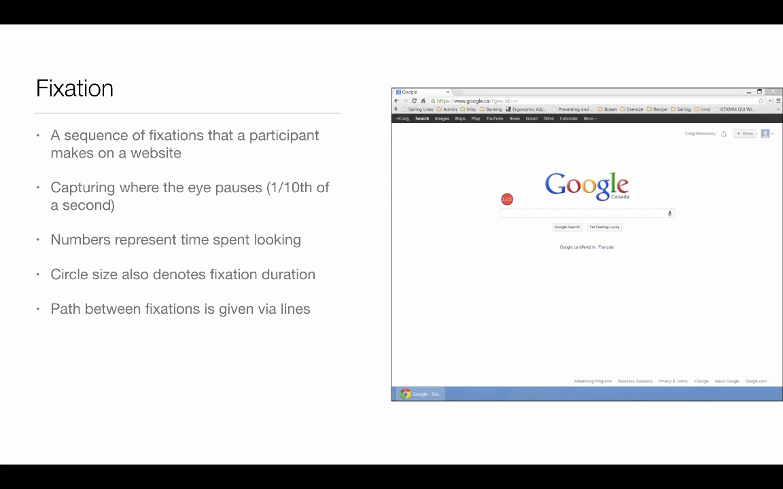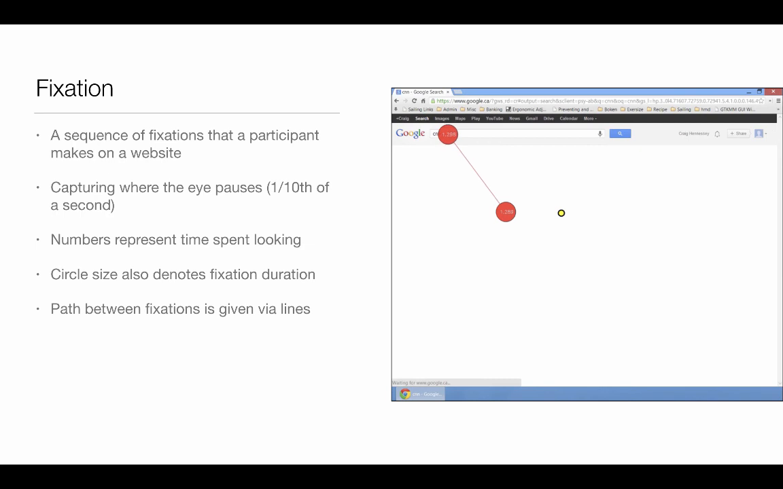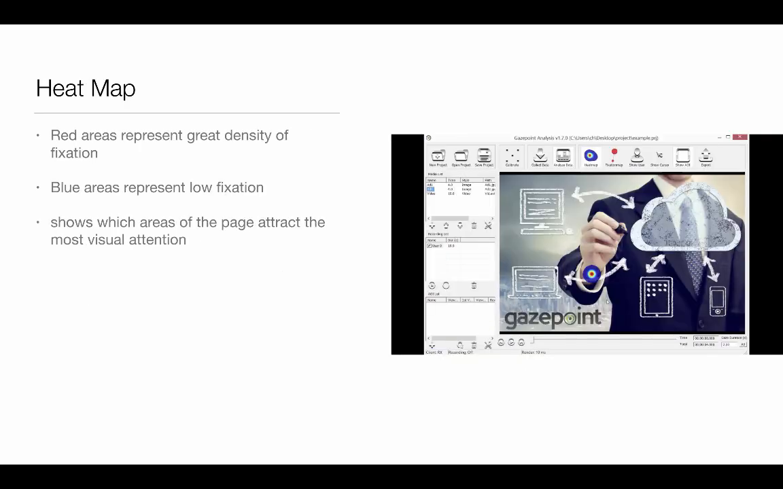So a fixation map is a sequence of fixations that a participant makes on a website. You're trying to capture where the eye pauses for a tenth of a second. And the numbers represent the amount of time spent looking at that bit. So this is quite useful if you want to measure where are people looking and for how long? Are they looking at our brand name? Are they given a task of navigation and spending a long time looking somewhere else? So there's a quick video of Google. So you see a fixation growing around.